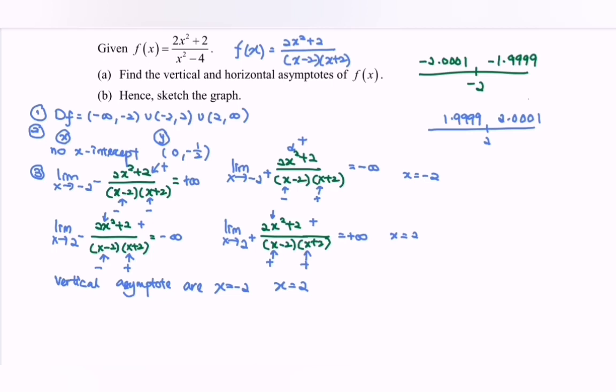Next, we are going to find the horizontal asymptote. Number 4: the limit as x approaches negative infinity and the limit as x approaches positive infinity. For this part, we use the function (2x² + 2)/(x² − 4) on both the left and the right.